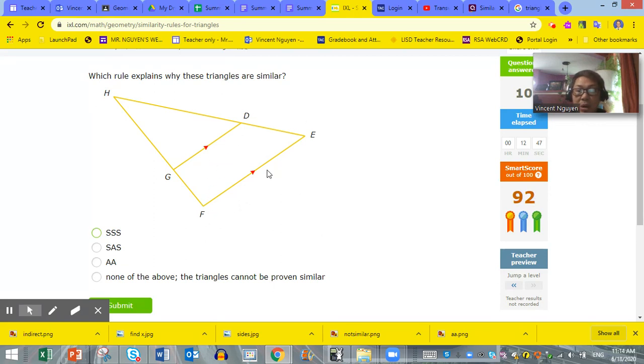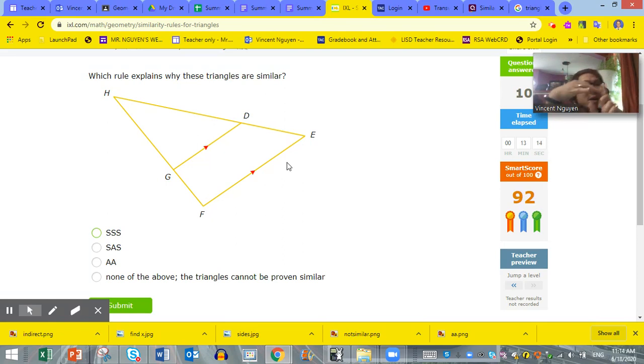Which rule explains why these triangles are similar? Okay, so you just have parallel lines. If these lines are parallel, let's review real quick. Every time you have parallel lines and a transversal that cut through, so this line is a transversal, this line is a transversal because they cut through the two parallel lines, right? So we have two sets of transversals. Well, whenever that happens, there are some angles that are formed, and some of these angles are actually congruent to each other. So let's review them.